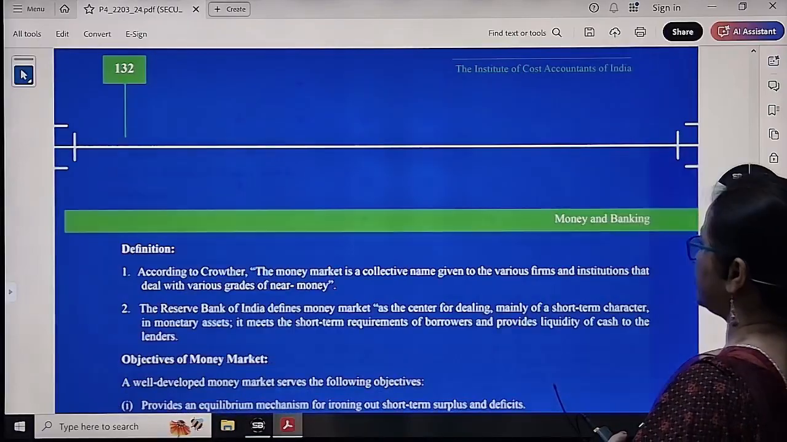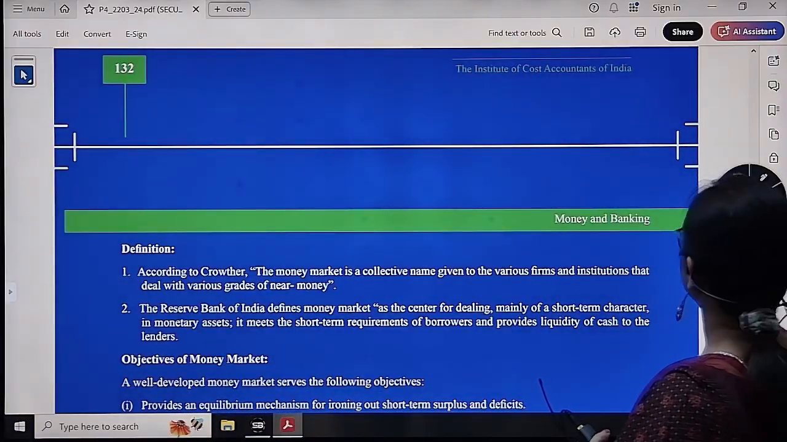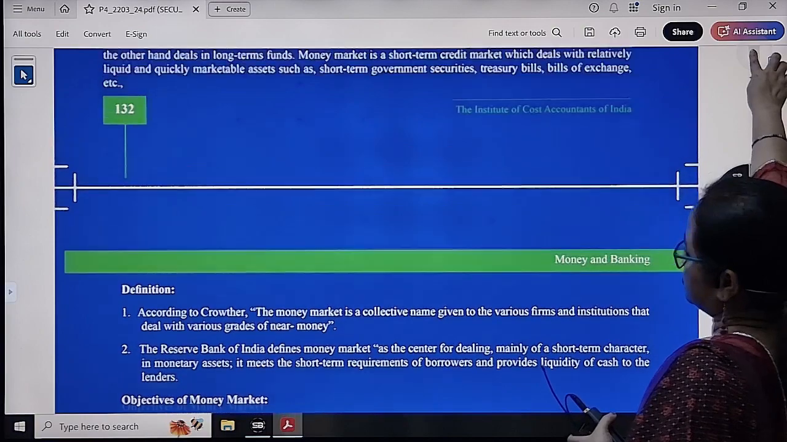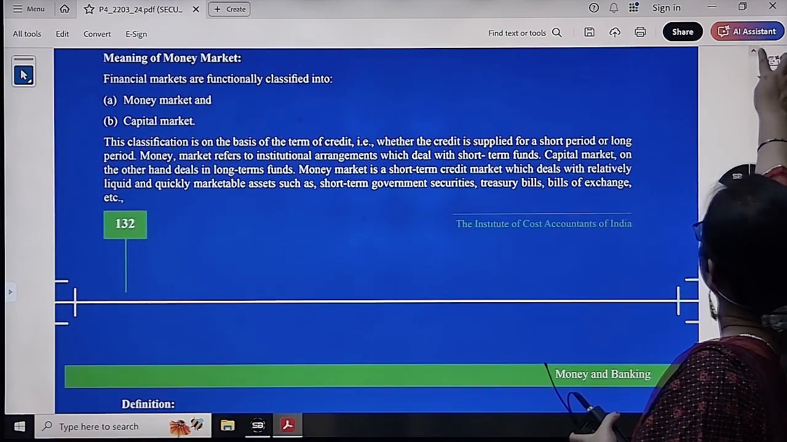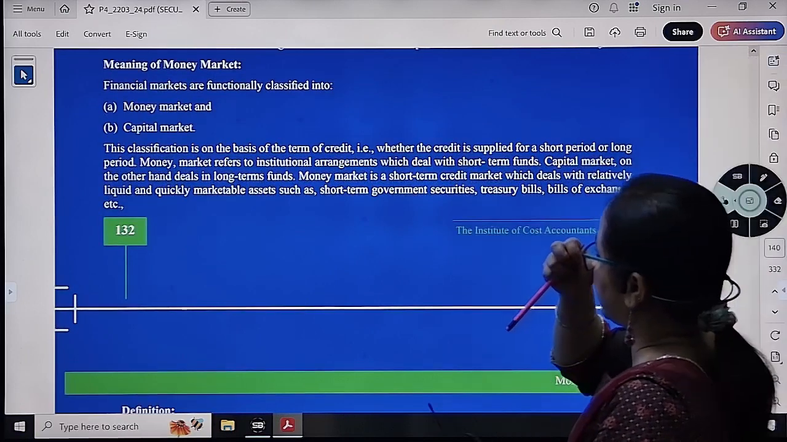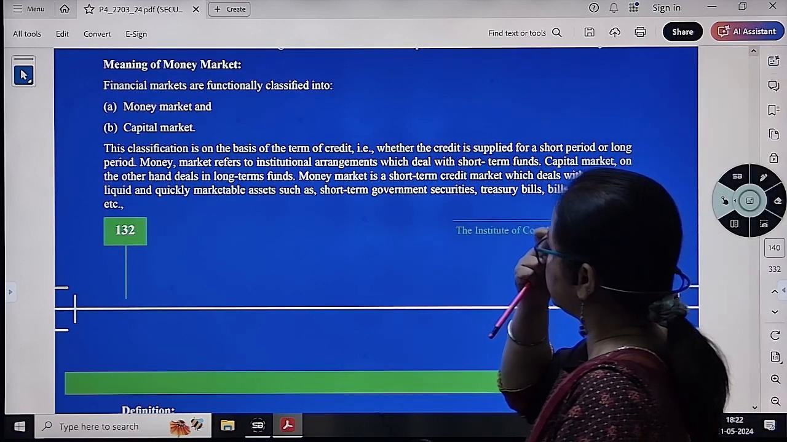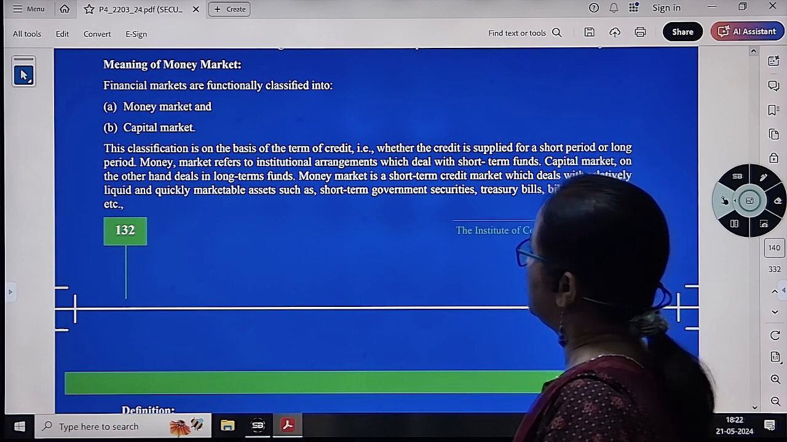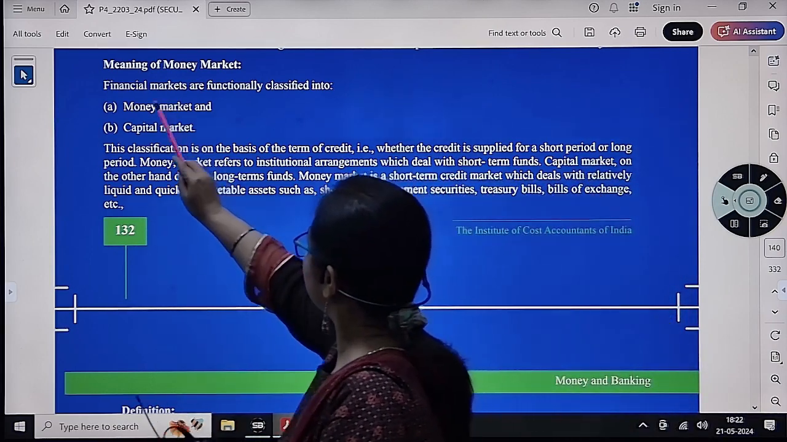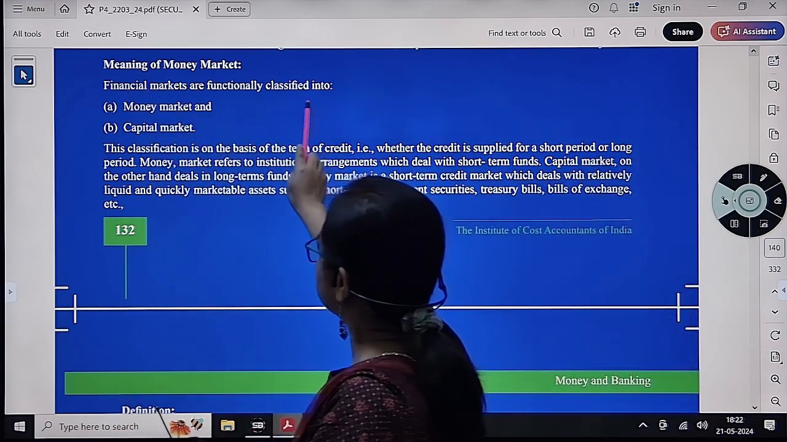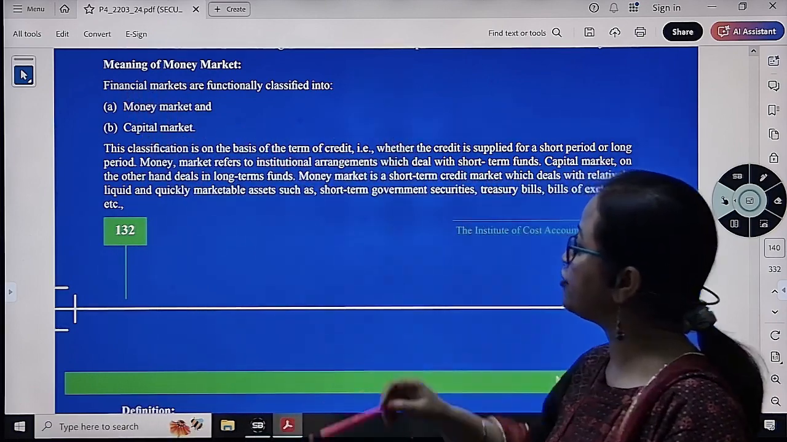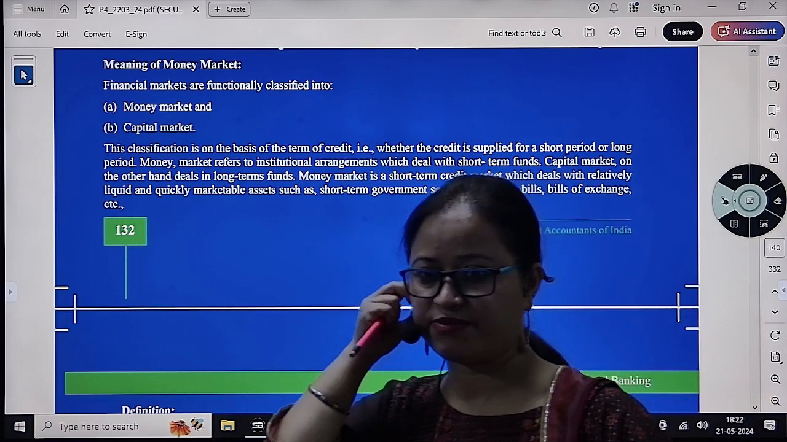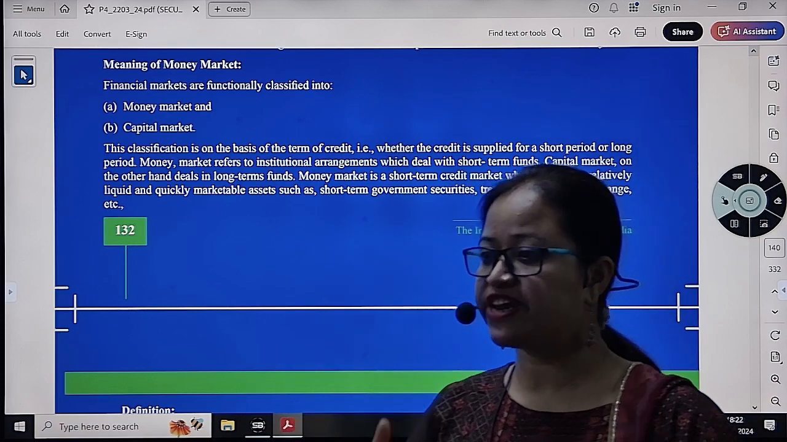So now we'll see the money market. Here, financial market. So what is financial market all about? See, under financial market we have money market and capital market, right? So what is financial market?